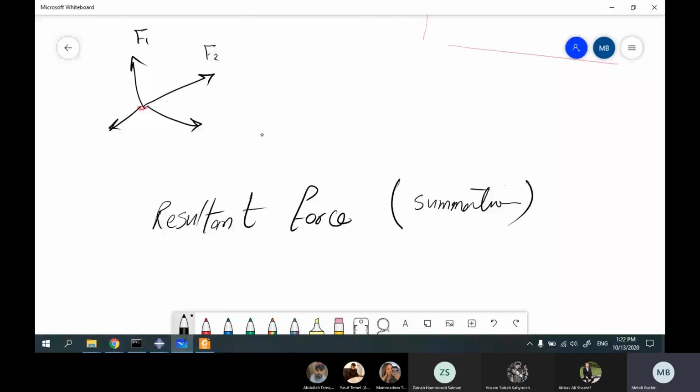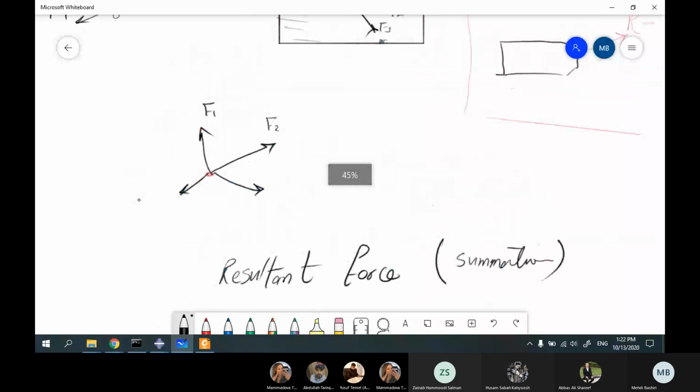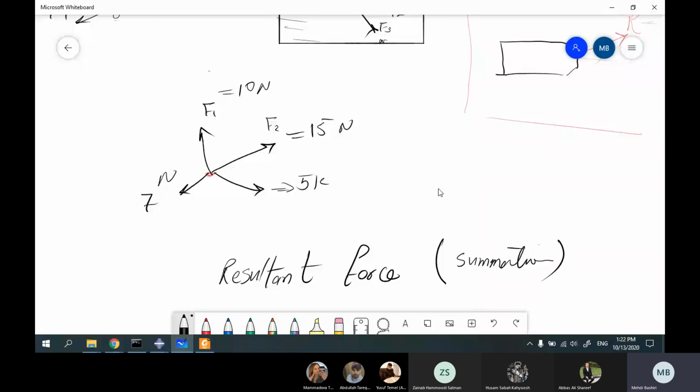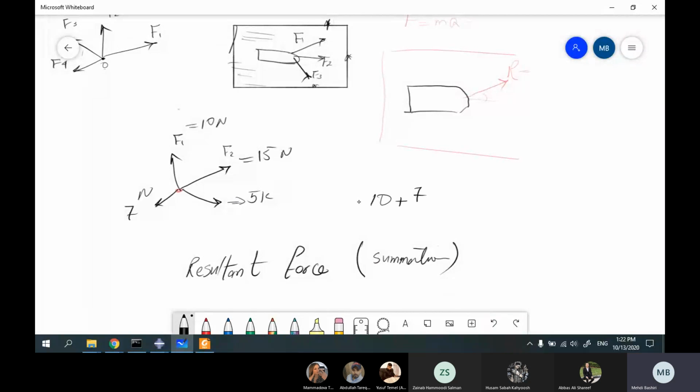But because, as I said, each vector has both magnitude and direction. You can say that, for example, we have a vector here. For example, the magnitude of the first one is 10 newton, second one is 15 newton, third one is 5 newton, and fourth one is 7, for example, newton. If I ask you what is the summation, you can say that the summation is 10 plus 7 plus 5 plus 15. You can say that.